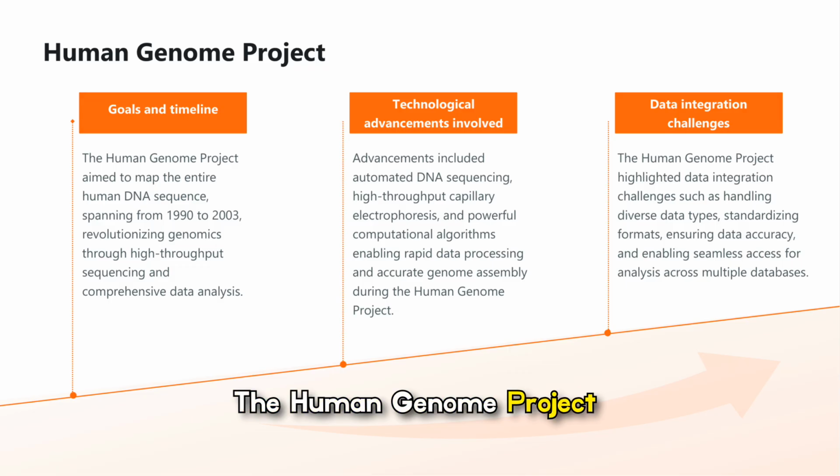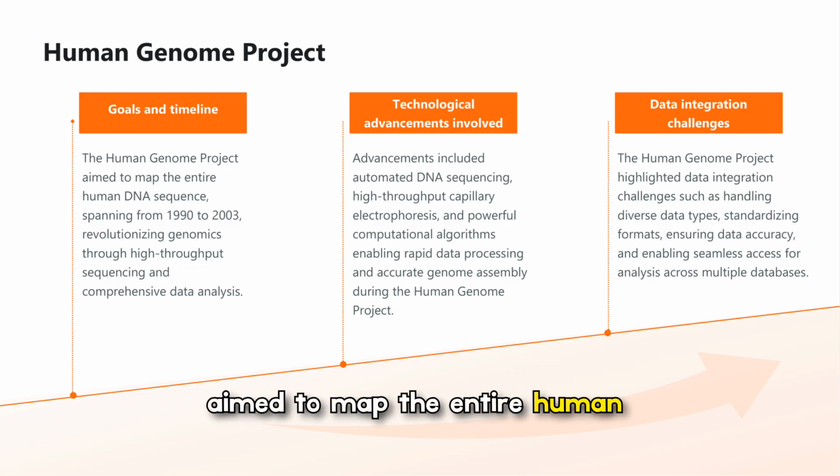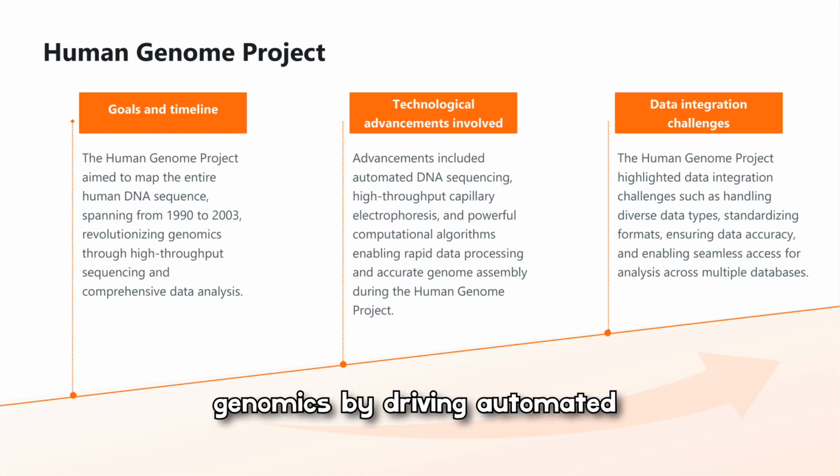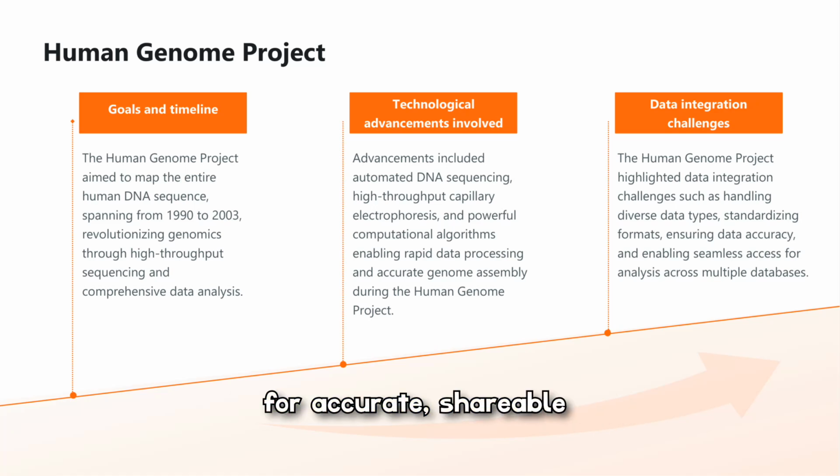The Human Genome Project aimed to map the entire human DNA sequence and fundamentally change genomics by driving automated sequencing, computational assembly, and large-scale data analysis. It also exposed data integration challenges, including diverse formats and the need for accurate, shareable datasets, and set standards that enabled subsequent genomic projects and bioinformatics infrastructure.